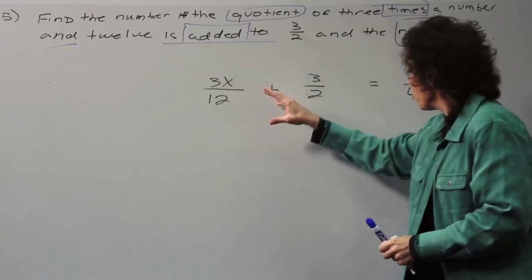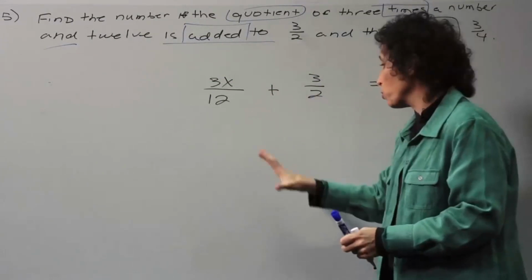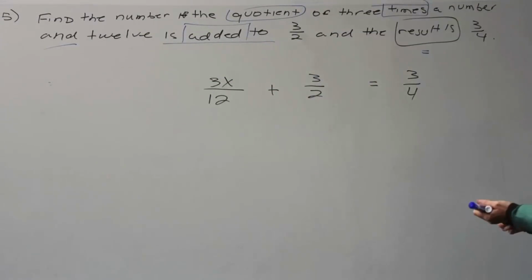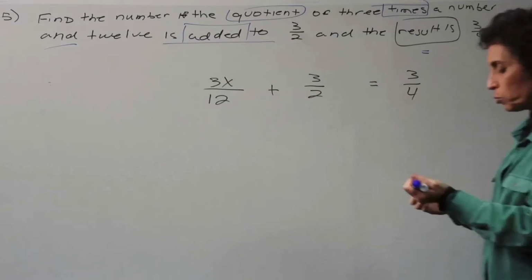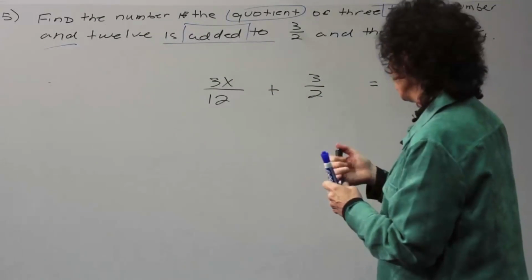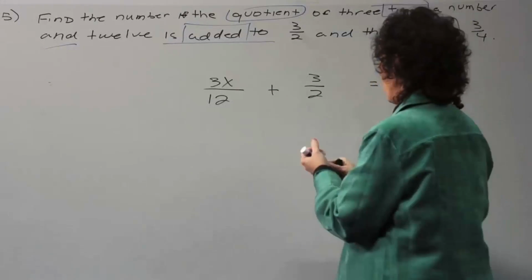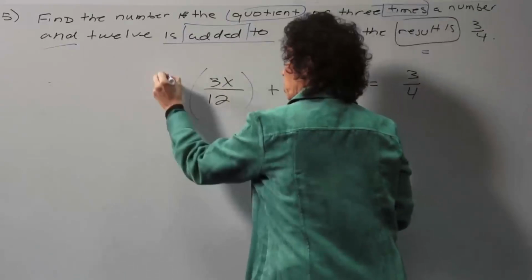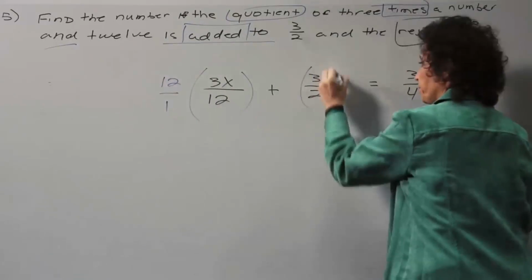So remember, this is a fractional equation. I don't like to work with fractions. I like to clear them. Okay? I think that's good. With all the problems we do, it makes them easier. So my LCD is 12, okay, for all the fractions. So let's multiply each fraction by 12.